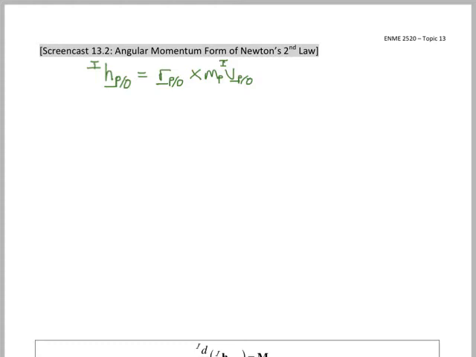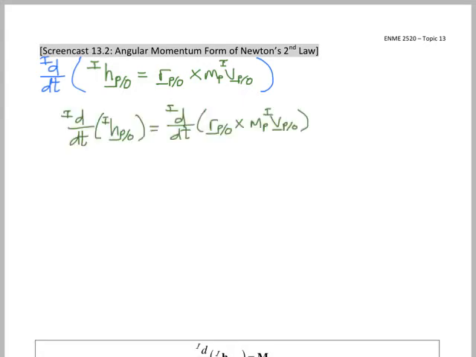So far we haven't actually used a real moment. But the great part about angular momentum is that it is related to a moment, which is r cross F, the expression that we typically think of. So let's take a look at how that works. Let's take the time derivative of this entire expression as observed in the inertial reference frame, which means that we distribute that time derivative to both sides. We'll leave our left-hand side alone, as the time derivative as observed in the inertial reference frame of the angular momentum of P with respect to O as observed in the inertial reference frame.